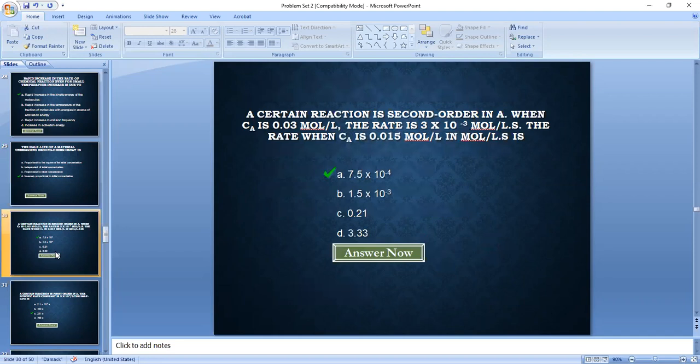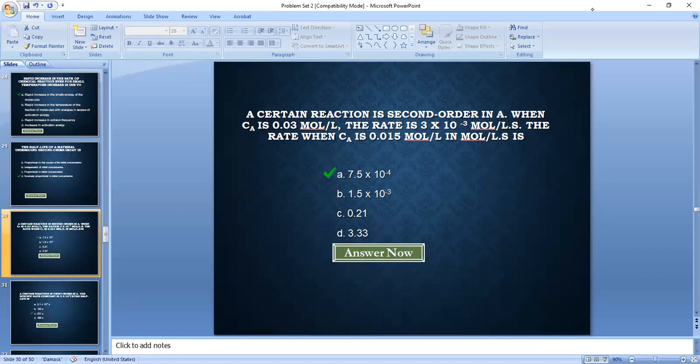A certain reaction is second-order in A. When C_A is 0.03 mole per liter, the rate is 3 times 10 raised to negative 3 mole per liter per second. The rate when C_A is 0.015 mole per liter is, so you're going to look for the rate. The answer is already here. Okay, I'll give you around 2 minutes. Please check how this particular answer came about. That way I can also check from my end whether you know how to answer that one.